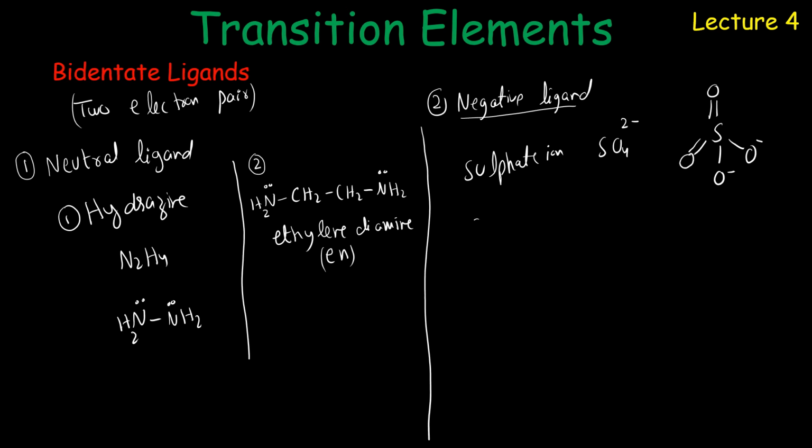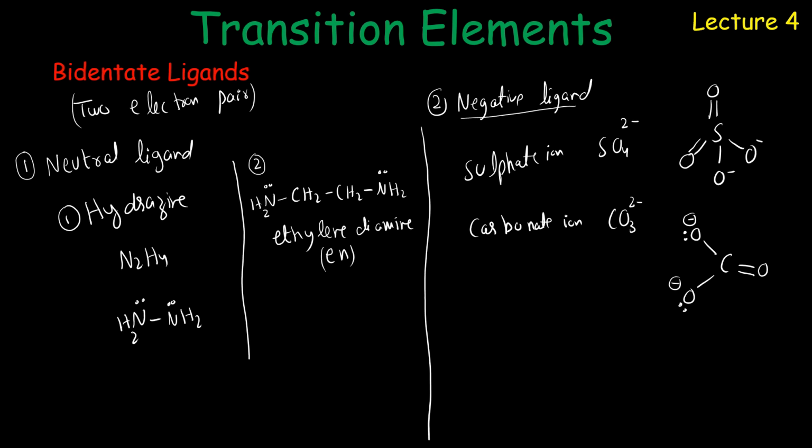Then we have the carbonate ligand, or carbonate ion, having formula CO3 2 minus. Here carbon forms bonds with 3 oxygens, and there are 2 negative charges. You have a negative charge here with a double bond O. So these are the lone pair donors. They have 2 lone pairs for donation.